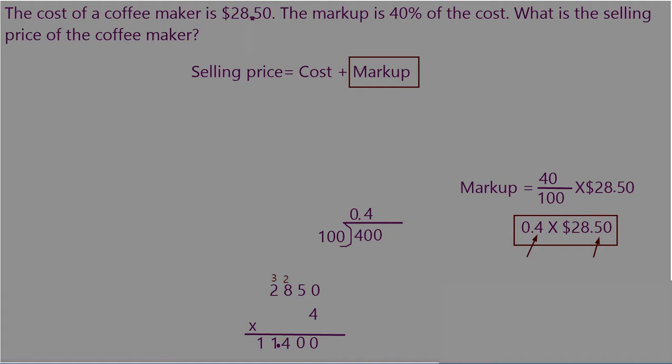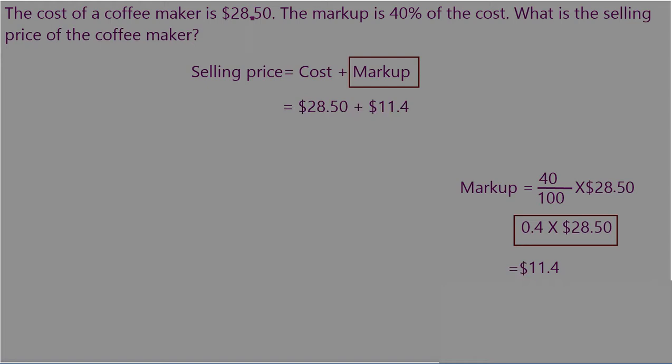We can keep the answer as $11.4 as the markup, since the zeros don't count. Calculating the selling price, now we add the cost price of $28.50 and the markup, which is $11.4. Adding them we get $39.9 for the selling price.